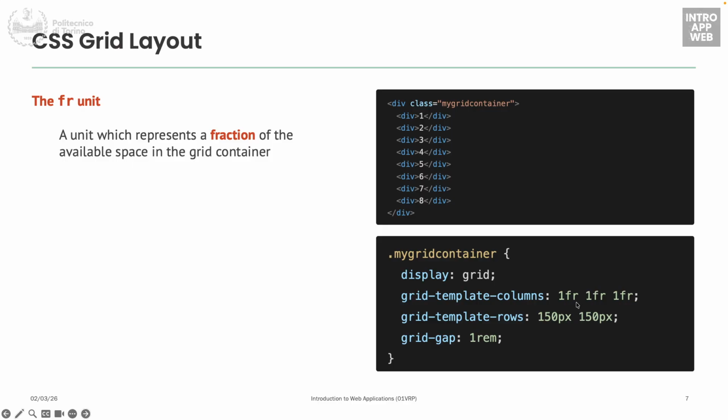What happens if, for instance, the first one were specified as 200 pixels and the other 2 were specified as 1 FR, 1 FR? The other ones will distribute the available space that remains from the first one, from the 200 pixels. Okay.